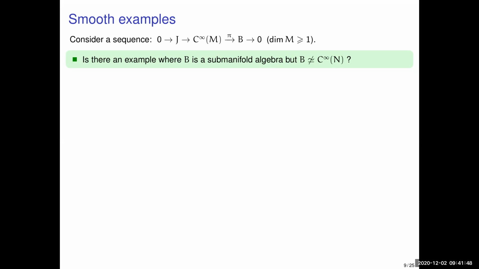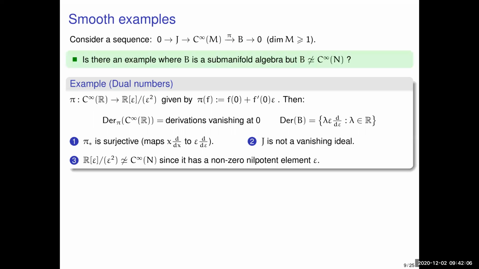So the first question is, is every submanifold algebra a submanifold? I mean, if B is a submanifold algebra, is B isomorphic to smooth functions on a manifold N, or can we find counterexamples? Well, there are counterexamples. There are a lot of nice counterexamples. One is given by dual numbers. So as the quotient algebra, you consider polynomials in epsilon quotiented by epsilon squared. And here you can put any manifold, but I put the real line just to keep things simple. And you can define pi, consider the following map, the map sending a function f to f of 0 plus f prime of 0 epsilon, where this is the first derivative.